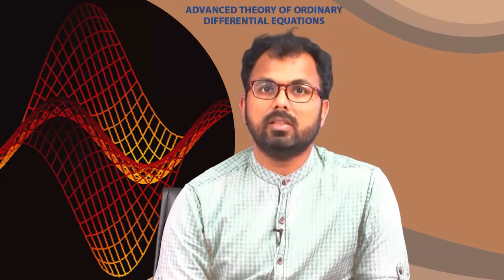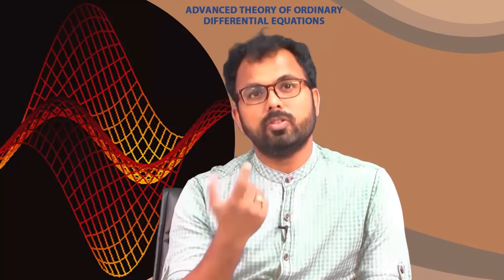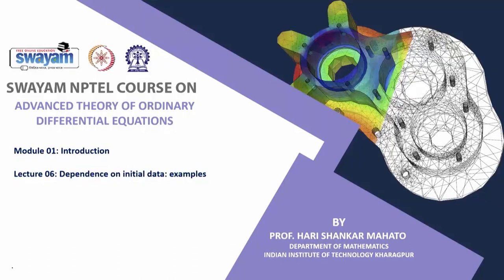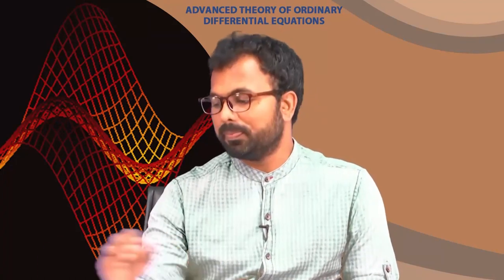In the previous class, we were looking into the topic that covers dependence on the initial data. We also mentioned one theorem where we learned that if you perturb the initial condition as well as the right hand side, or either one of them, then how the actual solution deviates from the perturbed solution. That was the theorem we wanted to address. I will show you one or two examples where we verify this theorem, and see how changing the initial condition affects the solution. So we'll start today's lecture with one example.